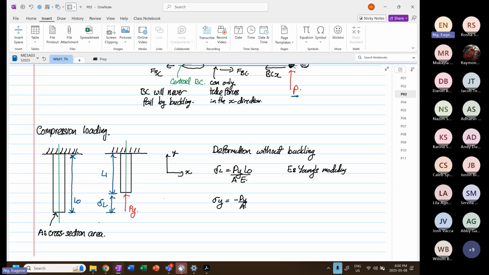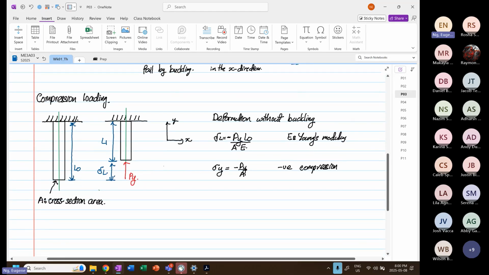Because it is under what? Compression. Likewise, the delta L is in what? Minus. Okay, the negative sign declares it is under what? Compression. Okay, the negative declares that it is going through compression.